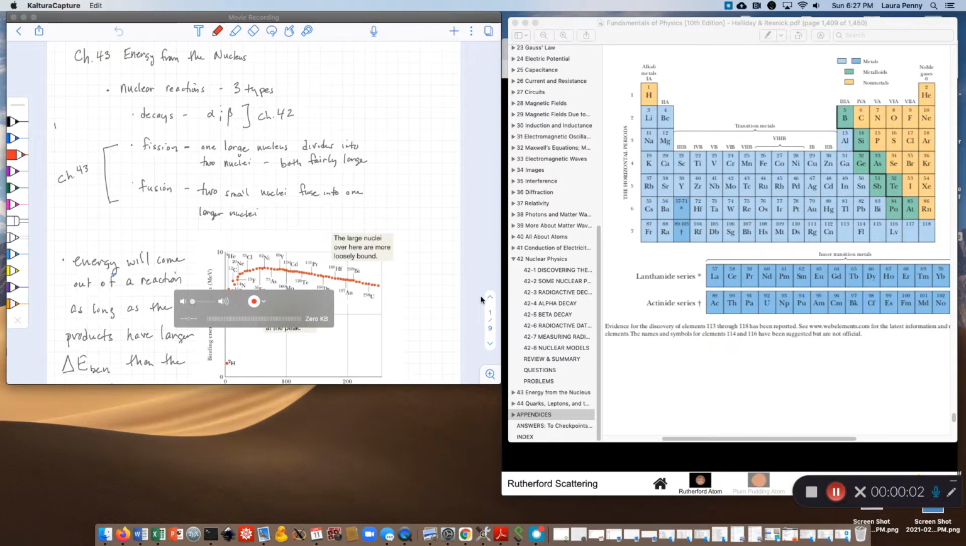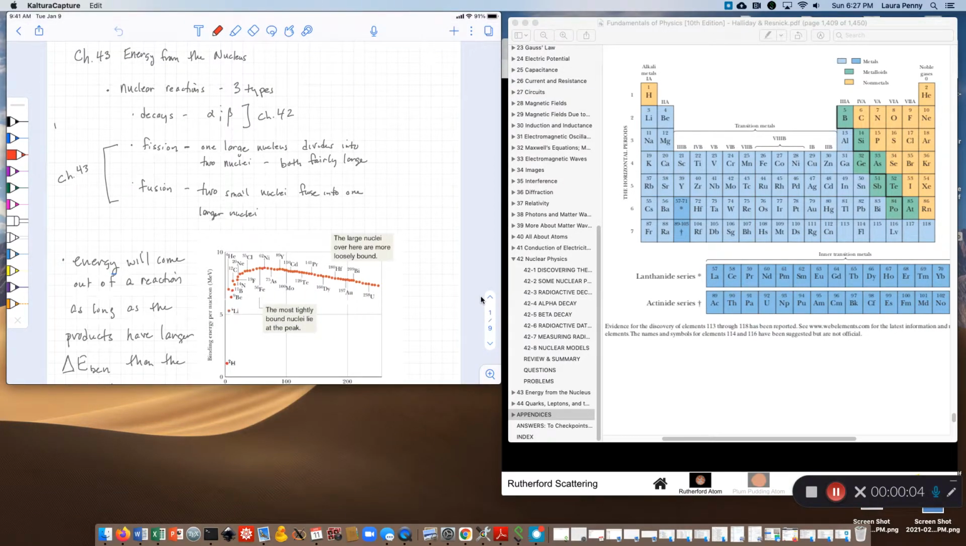Okay, so chapter 43 is called Energy from the Nucleus. And we talked about this already a little bit from the nuclear reactions or the decays that we just had, but we'll do it a little more rigorously here. So the nuclear reactions, there's really sort of three types of nuclear reactions.